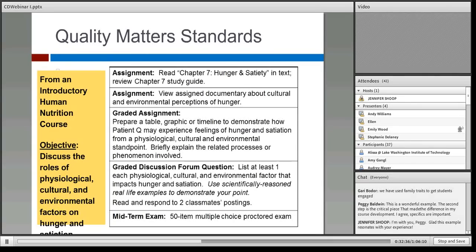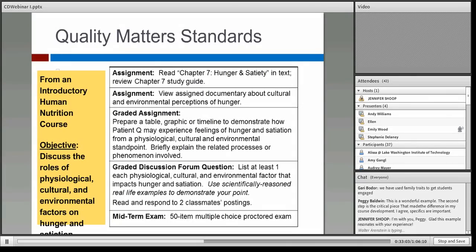So now, if we took out this italicized sentence here, and they were just going to go into a discussion forum and list one physiological, cultural, environmental factor that impacts hunger and satiation, would that one activity, would you be able to assess that learning objective? And why or why not? So I'll just open that up for a little debate or some perspectives from the chat.